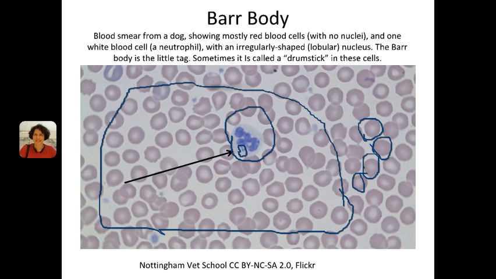So when the cell is in interphase, that bar body is going to be protruding from the chromatin, and you can see it as a separate little tag. In some cases, that characteristic is used to check for gender. Like in the Olympic Games at some point, this was used to check if people that were competing as females were indeed females.